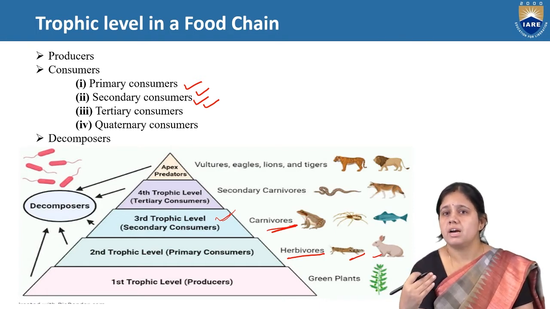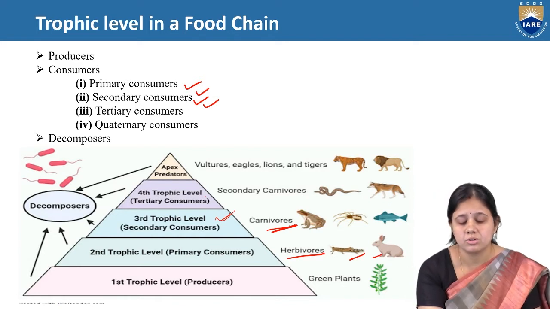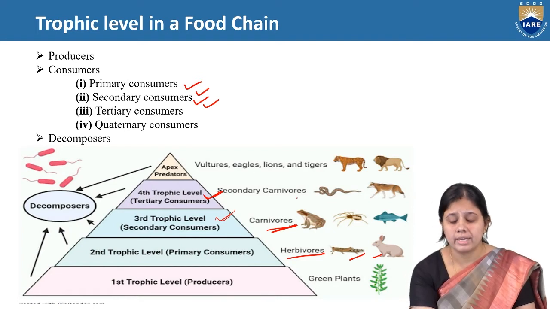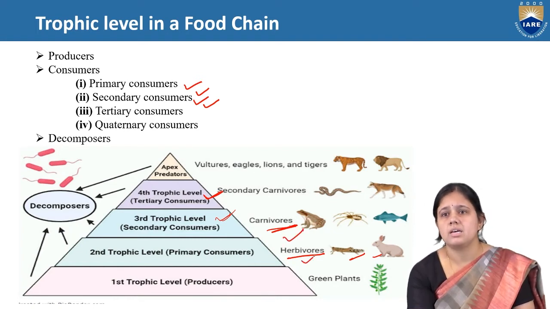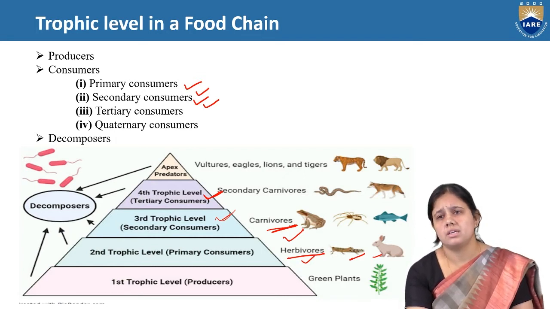After carnivores, the fourth trophic level is the secondary carnivore. Secondary carnivores are called tertiary consumers. Tertiary consumers are those that can eat carnivores as well as herbivores. So they are the secondary carnivores. They can eat the herbivores and carnivores.